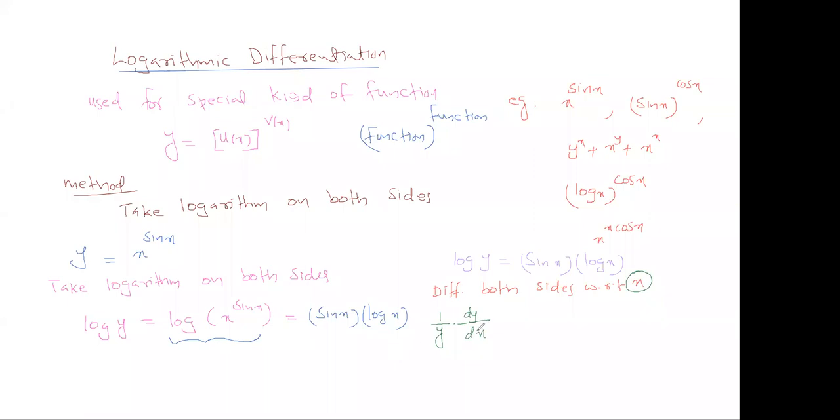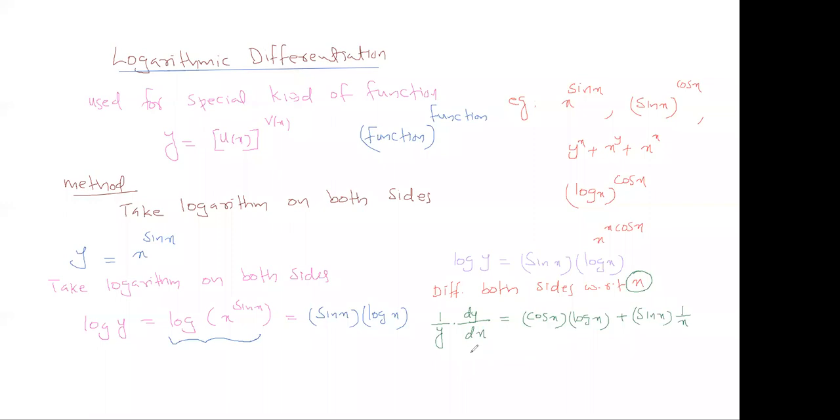so y का derivative with respect to x is dy by dx. So 1 by y into dy by dx, which is equal to, right side it is a product of two functions, so you have to apply the product rule. Derivative first into second plus first into derivative second. That means हर step में एक एक function का derivative निकाल के जाना. So derivative sin x is cos x into log x plus sin x वैसे ही लिखा derivative log x 1 by x.